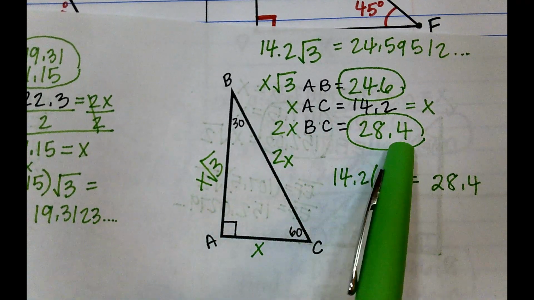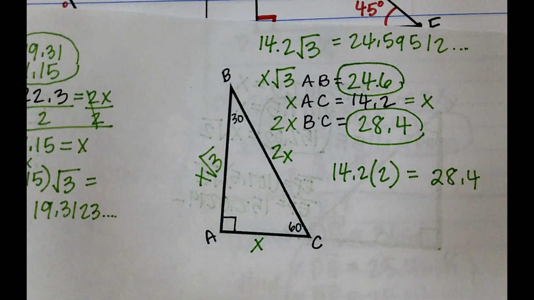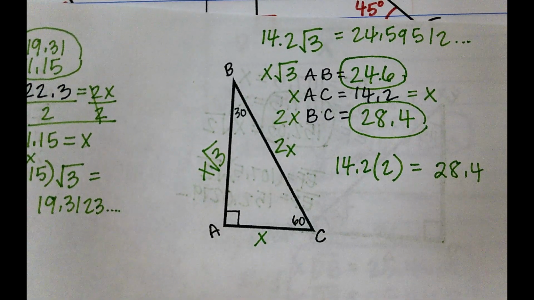Did you get 28.4 for BC? Yeah, I got 28. Okay, perfect. I probably was just going too fast. I probably just typed in 25. That's all right.